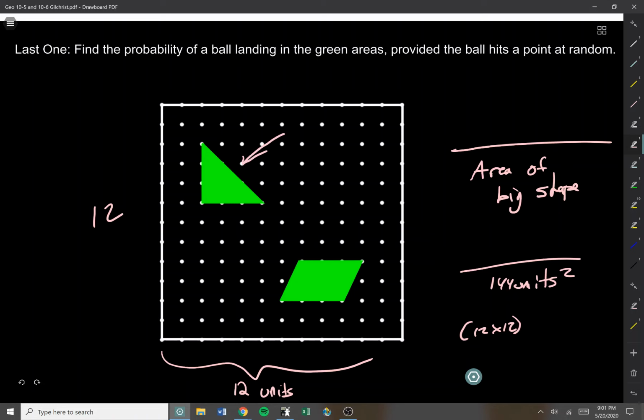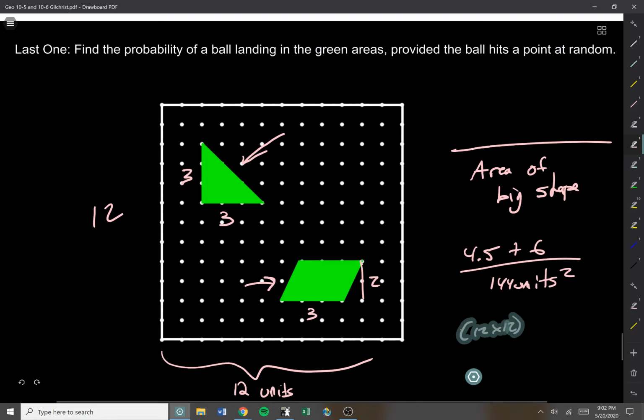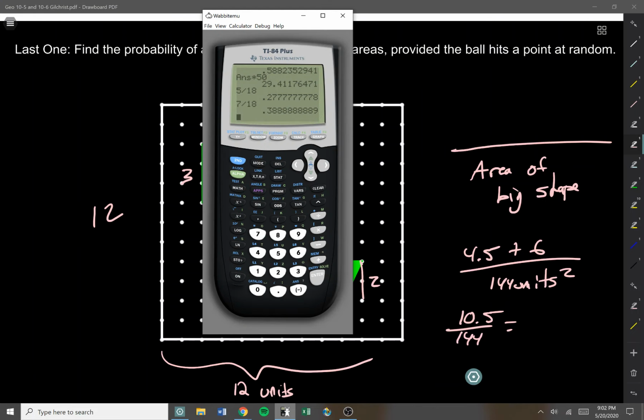Okay, I'm going to find the area of this triangle. How do we do that? Base times height divided by 2. 3 times 3 divided by 2 is 4.5. So that triangle is 4.5. Then we find the area of this parallelogram. How do we do that? Base times height. Well, this base is 3, this height is 2, so that's 6. That's not a whole lot of area. So our probability is going to be 10.5 out of 144. Not an awesome percent. 7.3%.